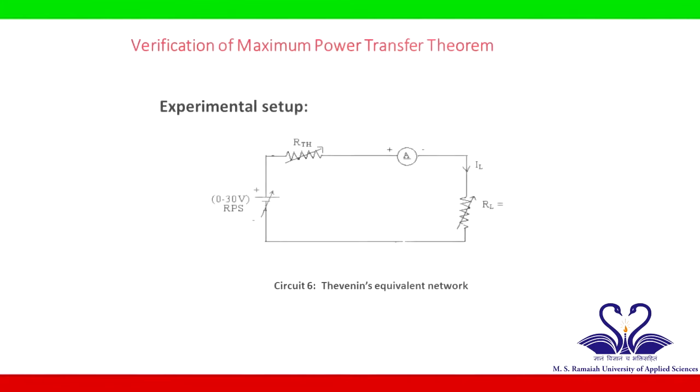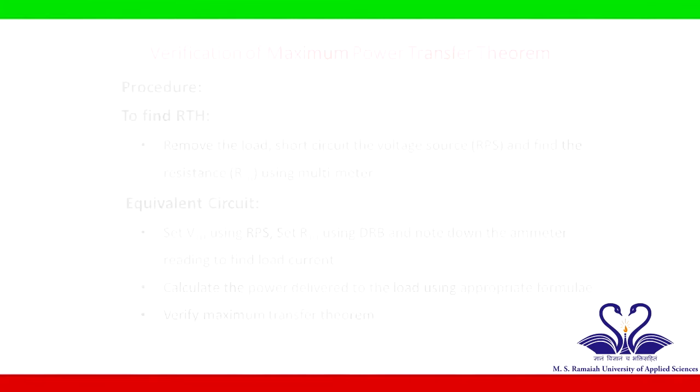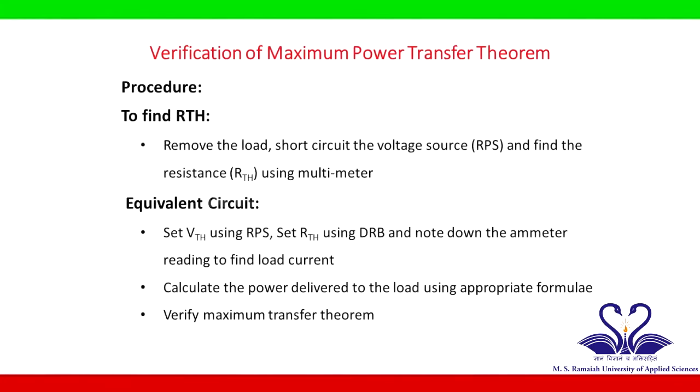Now connect the Thevenin's equivalent network on the breadboard and fix the digital multimeter on the mA in DC range and connect in series with the load resistor on the breadboard to measure current flowing through the resistor. Now apply Thevenin's voltage by using RPS. Measure and record the current flowing through the load resistor and verify the results. Calculate the power delivered to the load using appropriate formulae and verify maximum power transfer theorem.